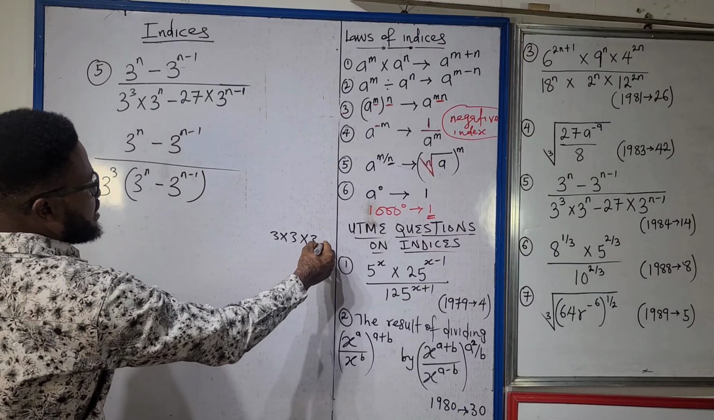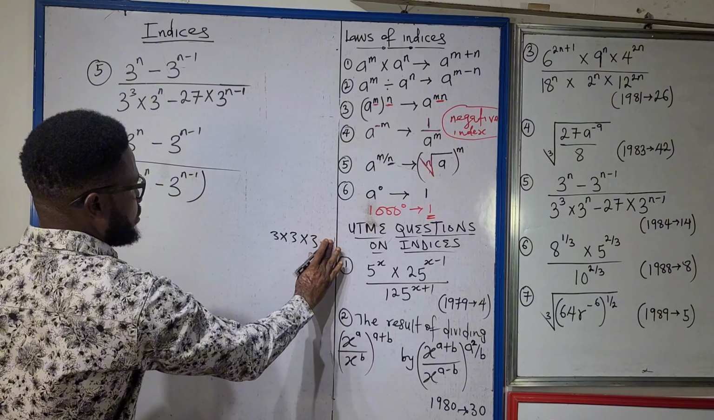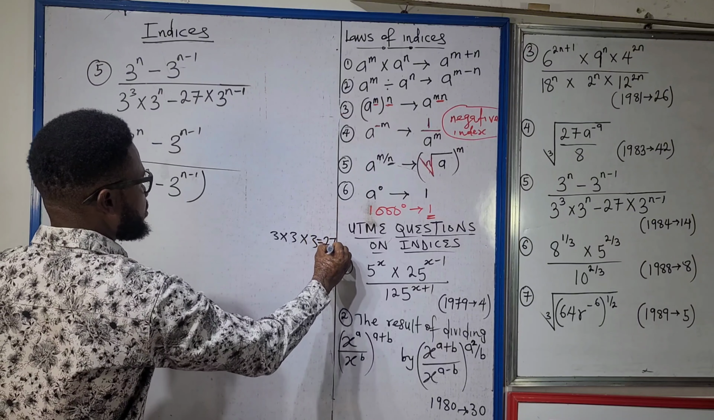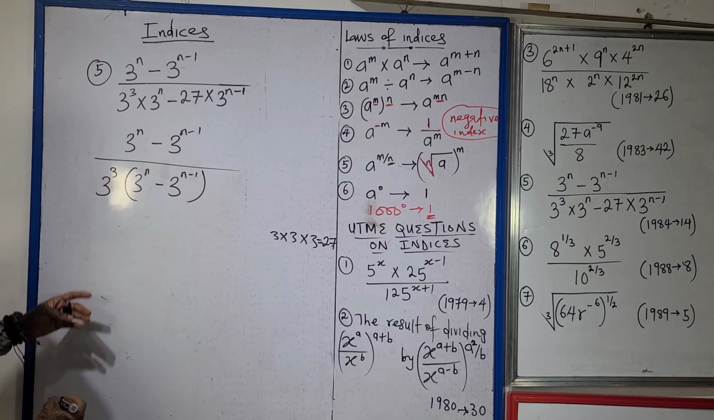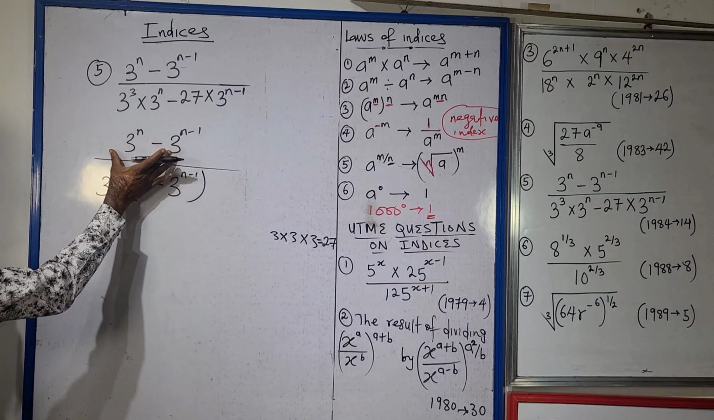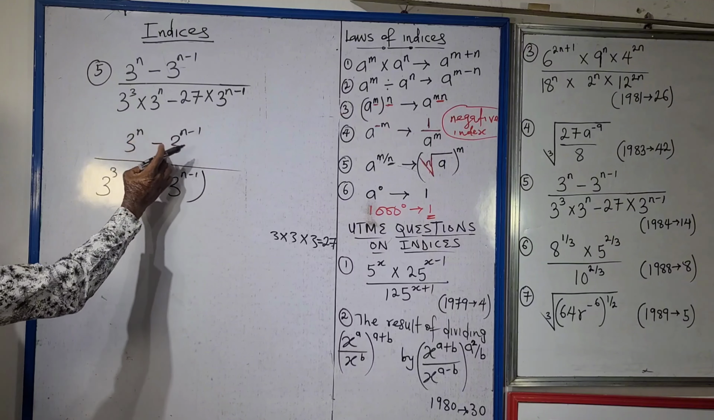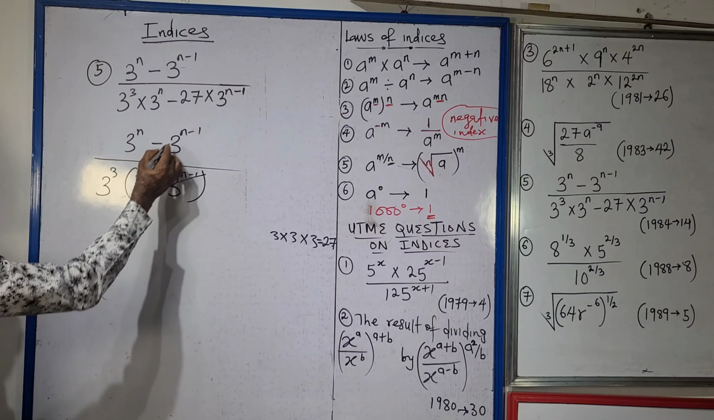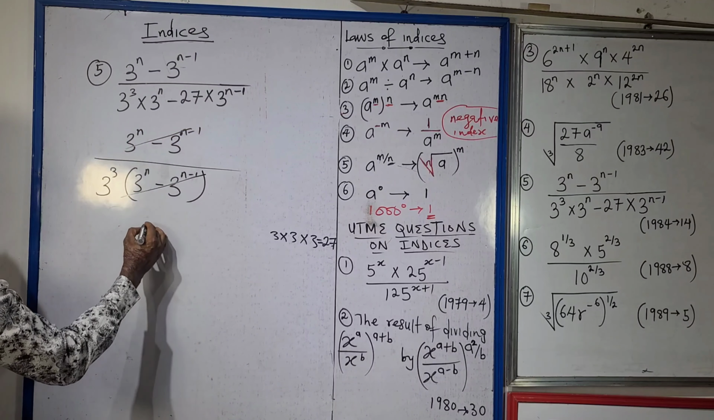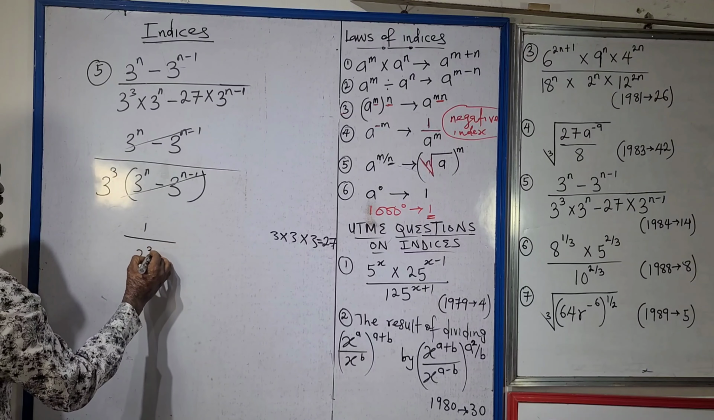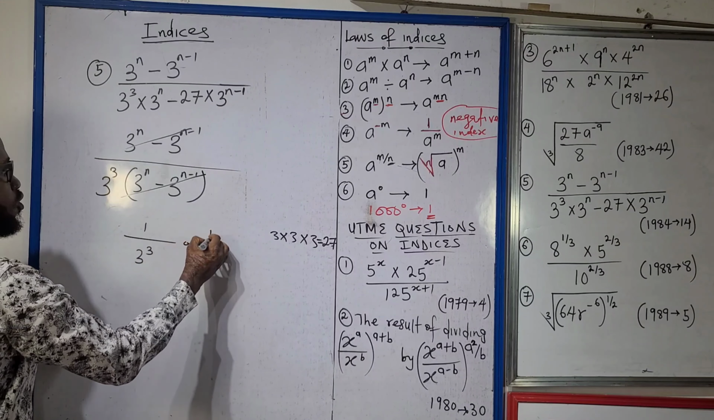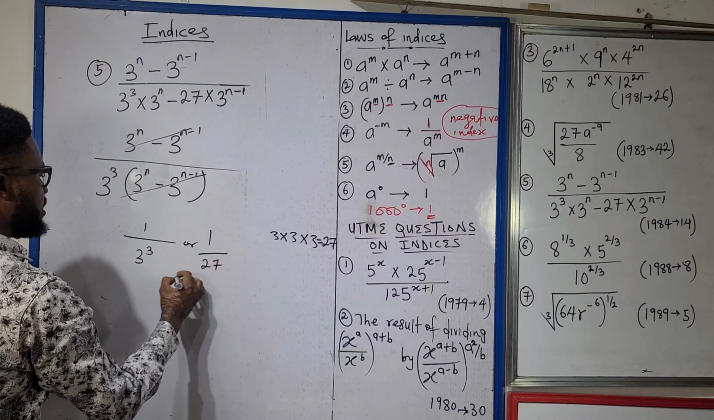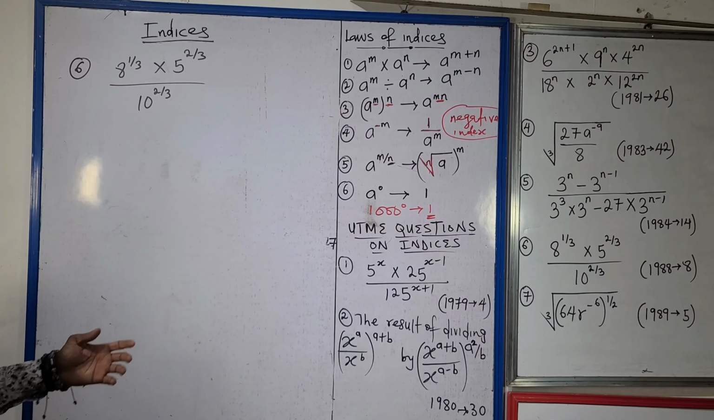27 here is the same thing as 27 there, which is the same as 3 raised to power 3. So that what I have at the numerator, 3 raised to power n minus 3 raised to power n minus 1, is the same thing with what I had here. So this goes out. So I'm left with 1 divided by 3 raised to power 3, or 1 divided by 27. That is my answer.